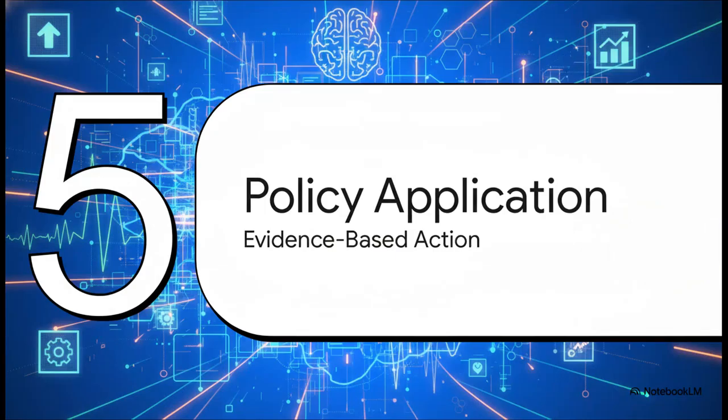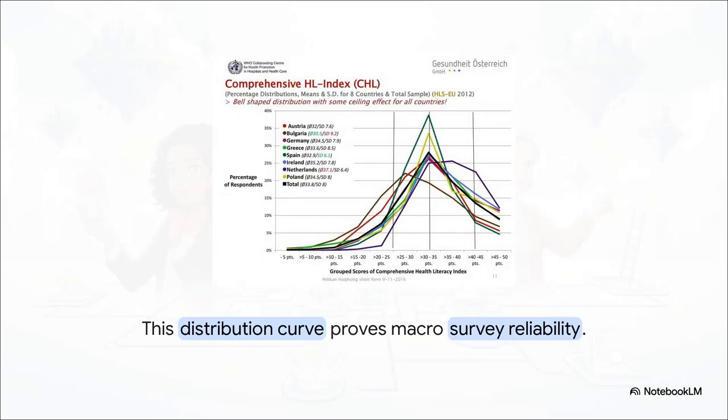Finally, let's talk about executive policy application and how you can use this to drive evidence-based action. When you look at the macro-level data gathered across Europe, you'll see that population scores statistically follow a perfect normal bell curve distribution. For a policymaker, this is a massive validation. It proves that the instrument is highly reliable for large-scale macroeconomic health planning.